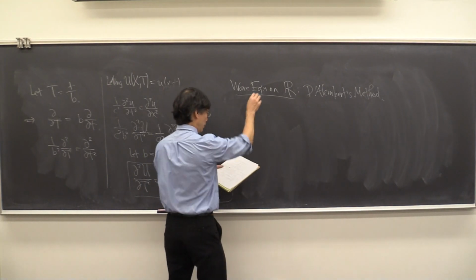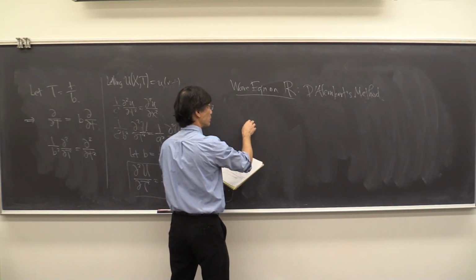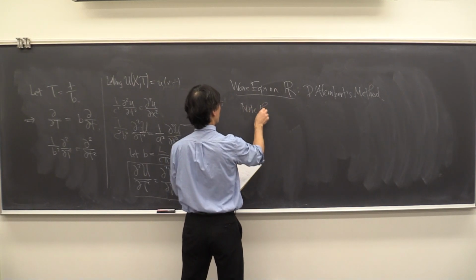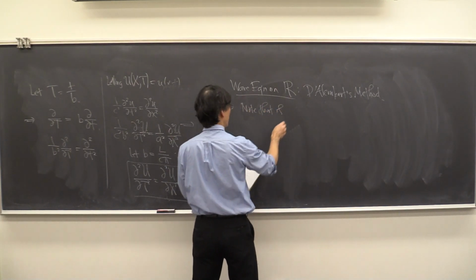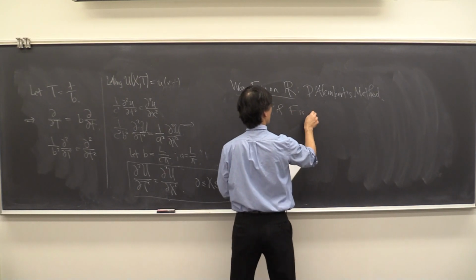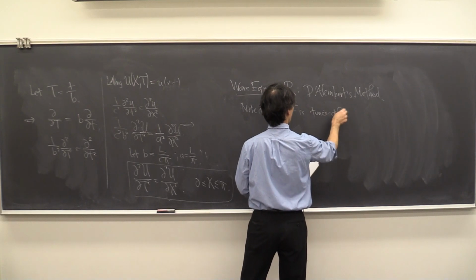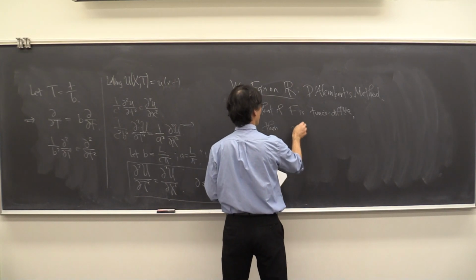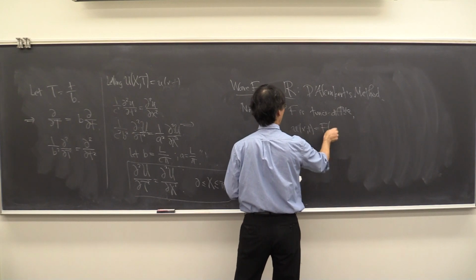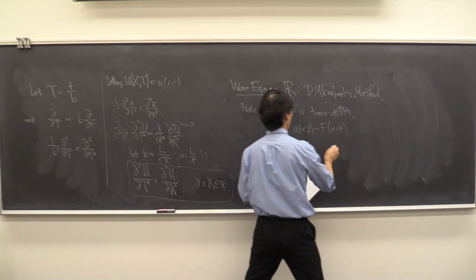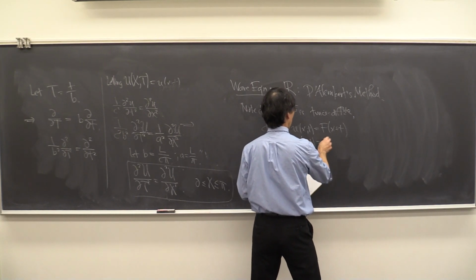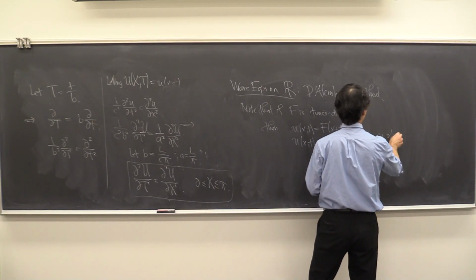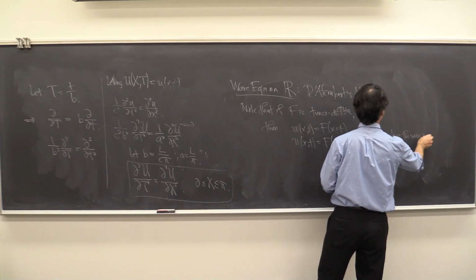Okay. So first, we say, well, first note that if f is twice differentiable, then if we let u of x, t be f of x plus t, or u of x, t be f of x minus t, then u solves the wave equation on R.